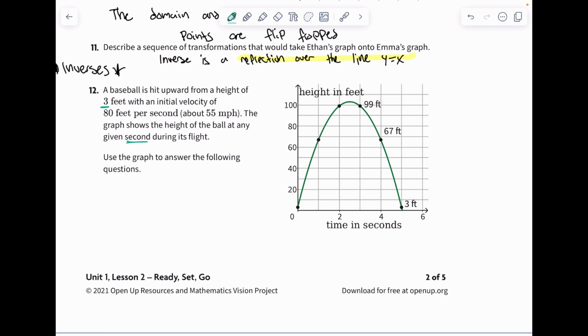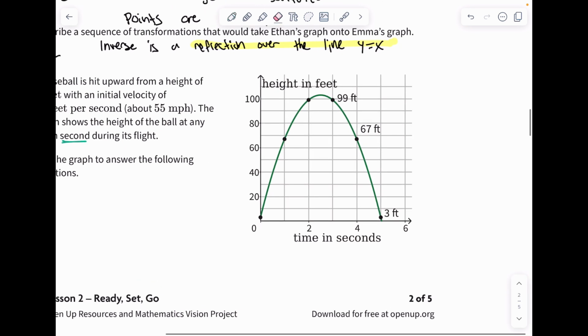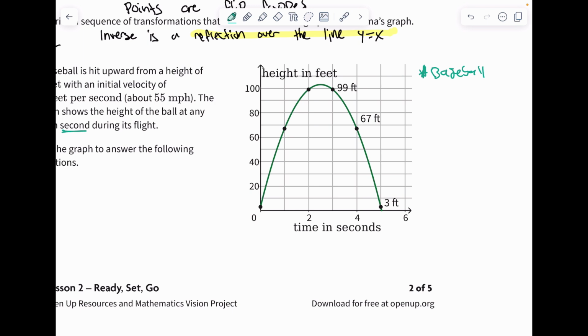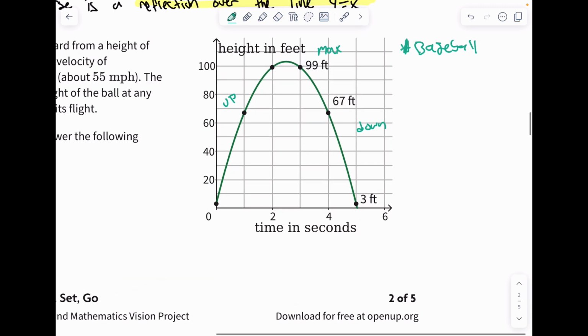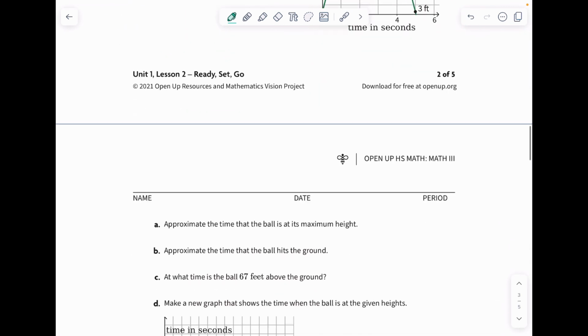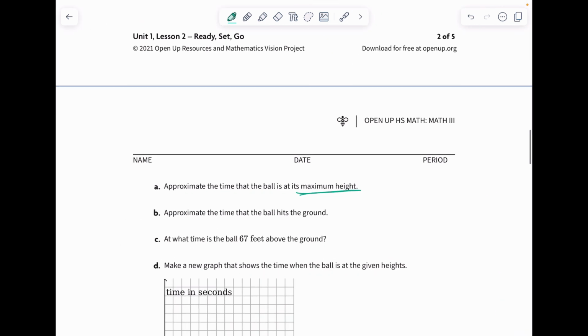It was hit upward. So think about this: there's a person batting. The ball obviously goes up to a certain point, and then it goes down. So the ball goes up, reaches the max, and then it comes down. You should recognize this shape. This is a parabola. Parabola, right?